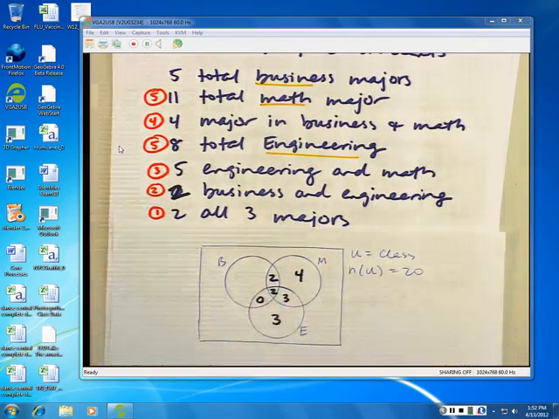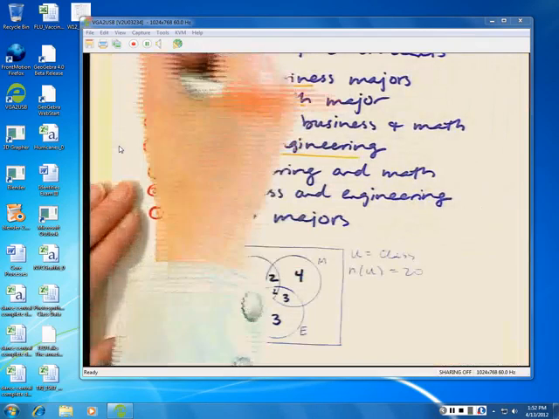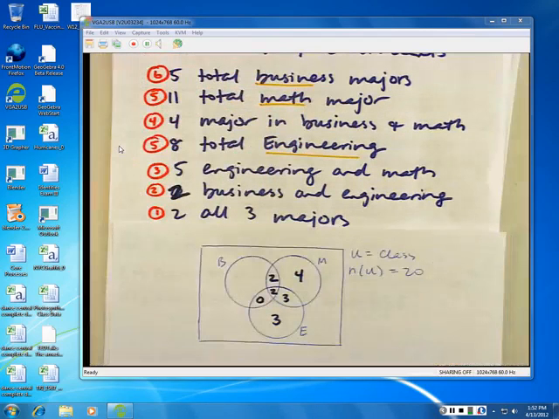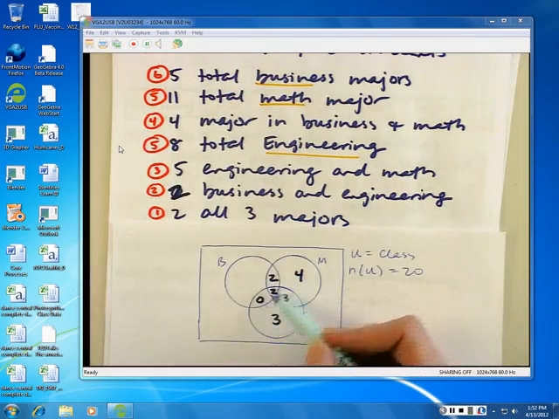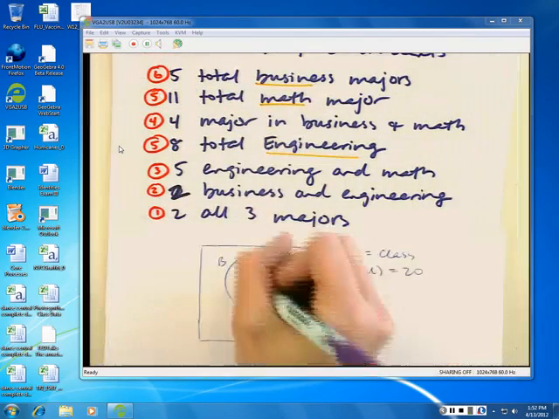Last but not least are the business majors, information number 6. So for that one, I've got 5 total business majors. So far in this business set, I've got 2 plus 2, which is 4, and I need 1 more.